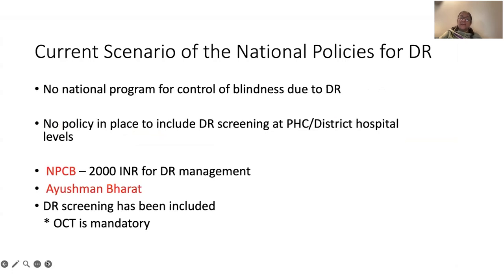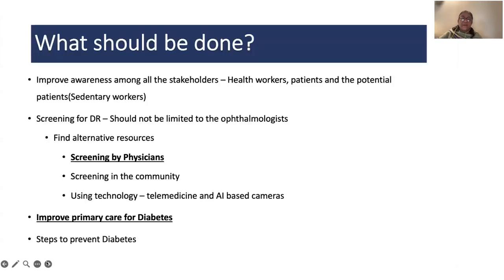There is no policy in place to include DR screening at the levels of primary health care or district hospitals. The NPCB is just giving 2,000 rupees for management of DR, but there is no other facility available for DR screening or DR management. And if we talk of Ayushman Bharat, it has included DR screening. But what is important for us to realize is that the prerequisite for DR screening is that OCT is mandatory, and therefore physicians are not able to take advantage of this because they do not have an OCT machine in their clinic. So probably this needs to be modified.